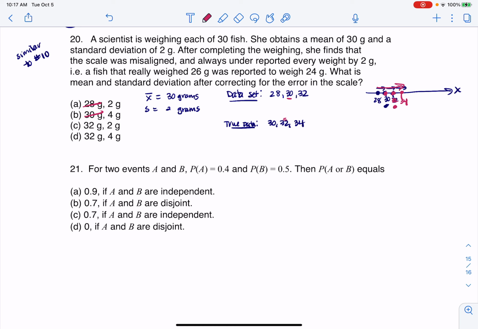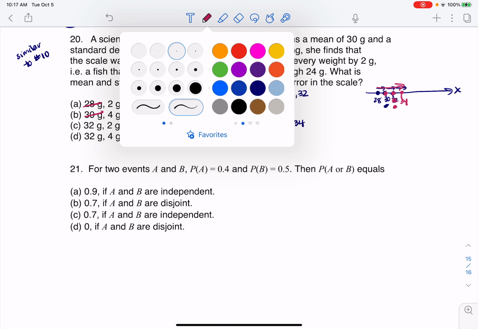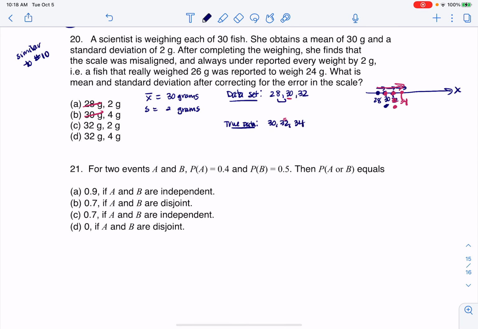But I hope you're also seeing that the spread between these numbers doesn't change, right? The distance between these data values does not change. You can see from here, from the mean down to 28, I lost 2 grams. From the mean up to 32, I added 2 grams. Same thing here. This was still a difference of -2 plus 2. Their spacing relative to each other did not change because when you add a constant to every data value in your data set, that doesn't change spread or standard deviation or variance. So this is going to be answer C. The mean's going to change, but the standard deviation won't.